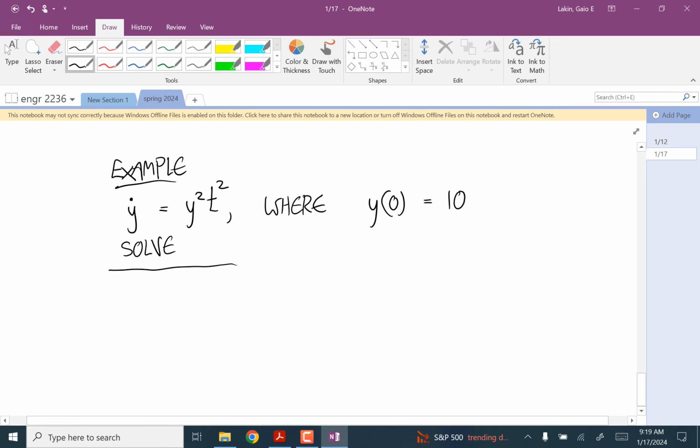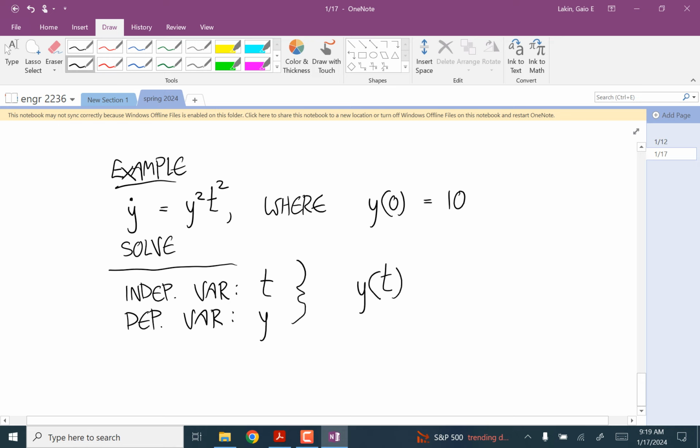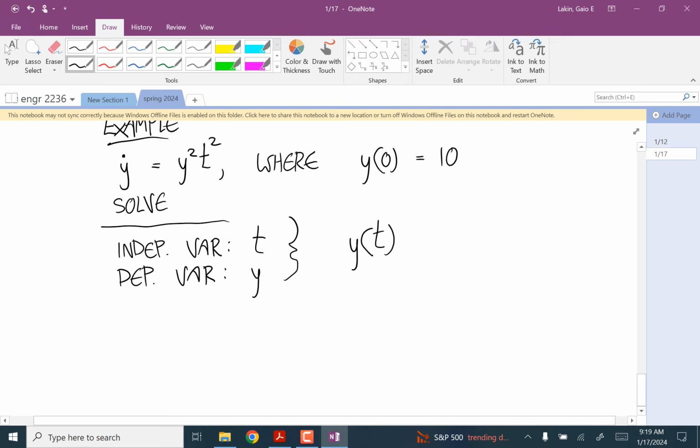Okay, so first of all, what does solving it mean? What's our independent variable? T, yep, that's right. And our dependent variable? Right. And so that says we're looking for a function, y is a function of time. Okay, so I'm going to rewrite this as dy/dt is equal to y squared t squared.